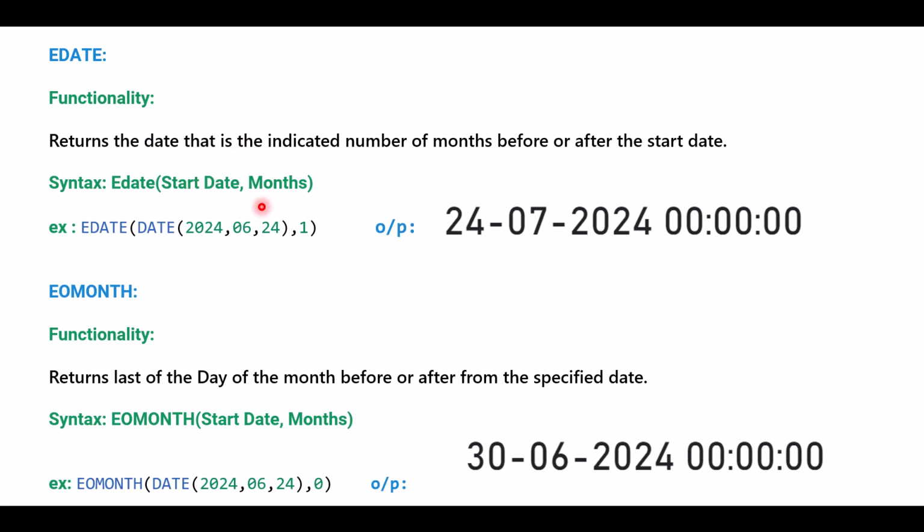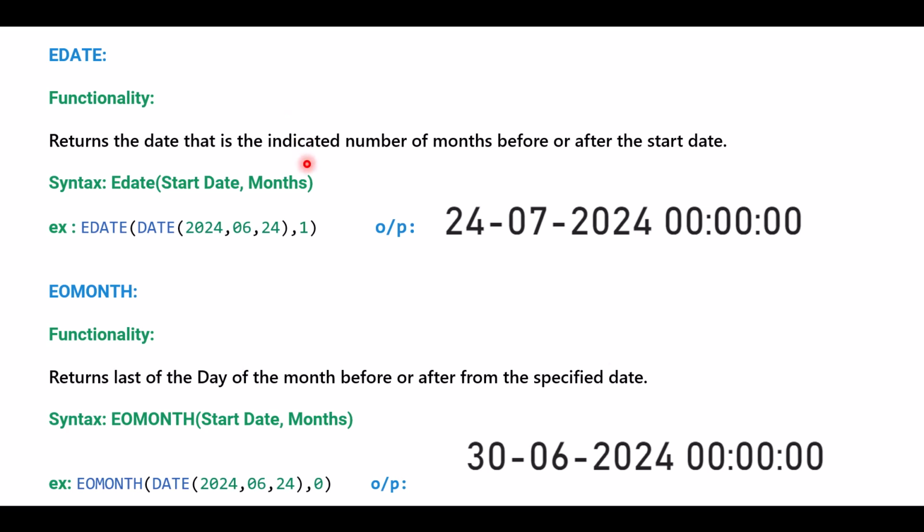If you provide positive values, the start date will get shifted towards the upcoming months. If you provide negative values under months, the same start date will get shifted backward to the previous months. For example, I have provided 24/6/2024 as a date and shifting 1 month. So the output of this particular example will be 24/7/2024, which is nothing but 1 month ahead for this particular date.